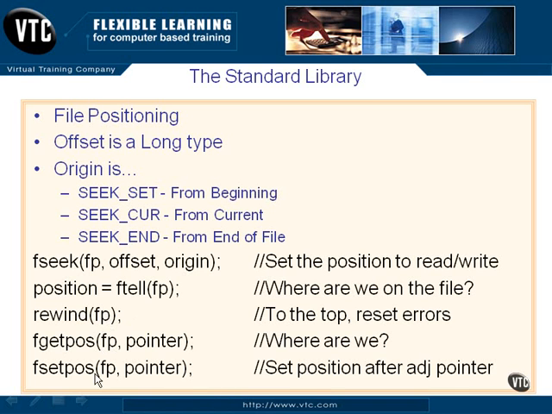fgetpos is used with fsetpos to get a special pointer value. This is the address of a file position pointer, and the number, basically the offset of where we are on this file, will be put into the pointer. You can then adjust that pointer, increment it, decrement it, do whatever you need to do with it, and then do an fsetpos, and that will move your file pointer position to wherever you need it to be after adjusting the pointer.